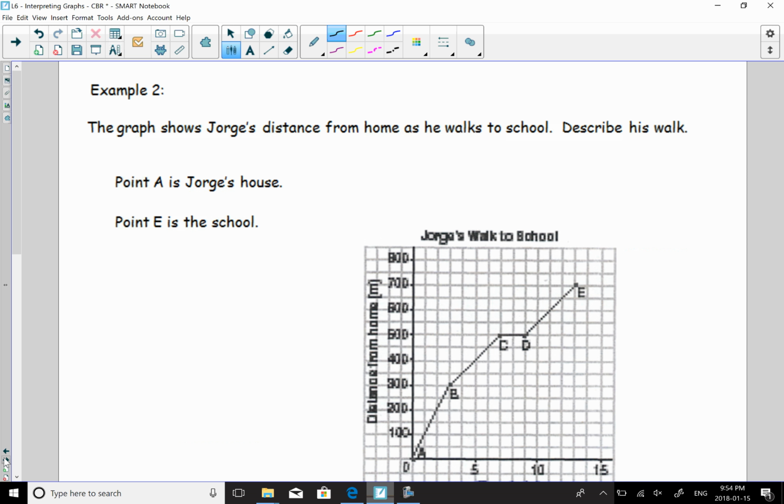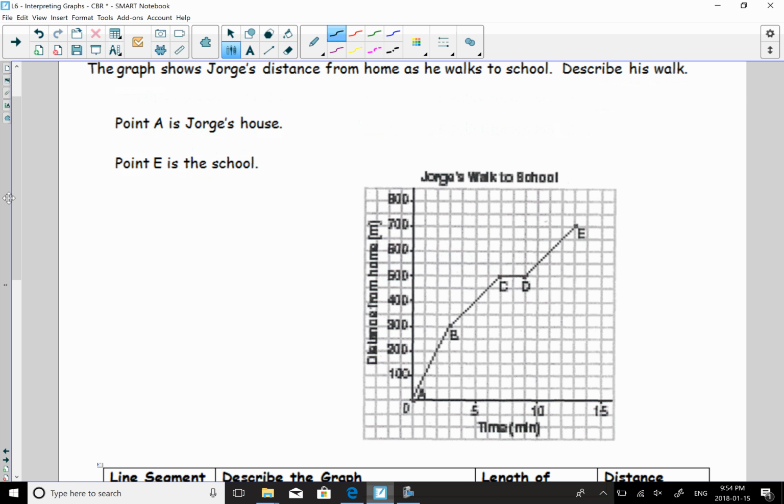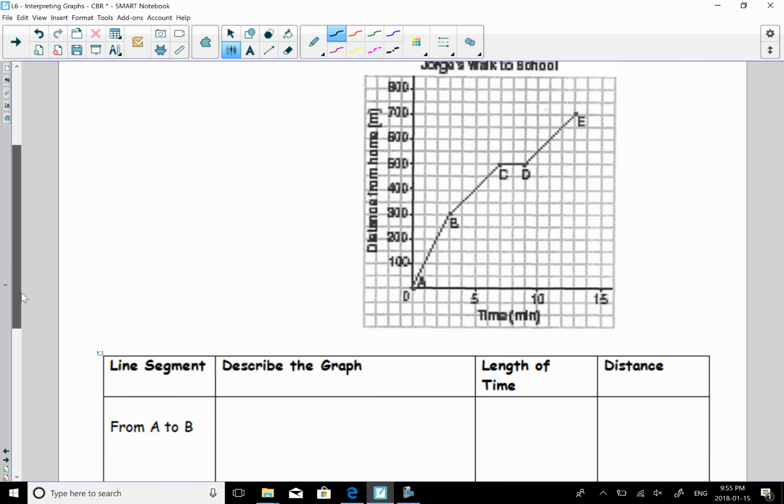Let's look at this and try and look at George's distance as he walks to school. So the example here shows the graph of George's distance from home as he walks to school. Describe his walk. Point A is George's house. Point E is the school. So here he's starting at home and he's walking to school. So let's look at each line segment and describe the graph.